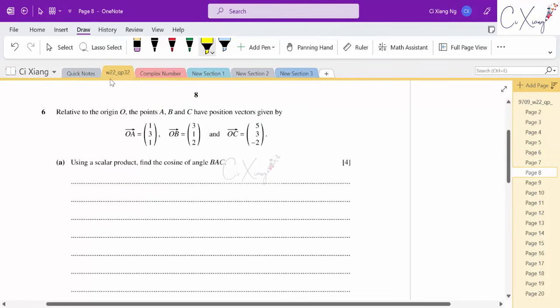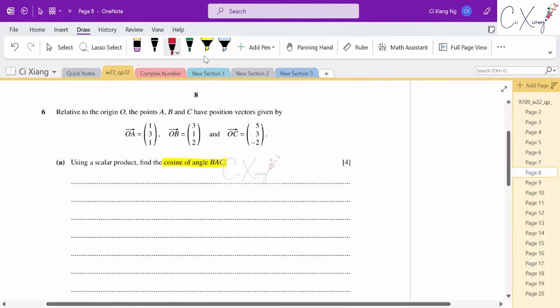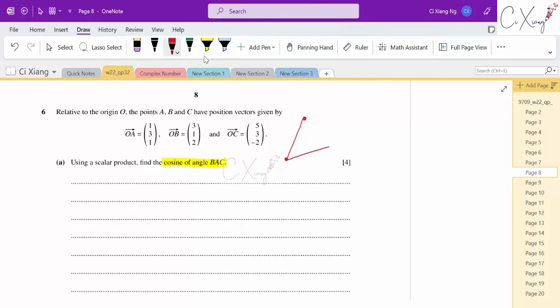Question number 6, we are having the position vectors for A, B, and C. Okay, so you can see here, and then by using a scalar product, find the cosine of angle BAC. Right, so to find the cosine of angle BAC, basically it is something like this. Okay, so let's say I have BAC, and this is the angle that we want to find.